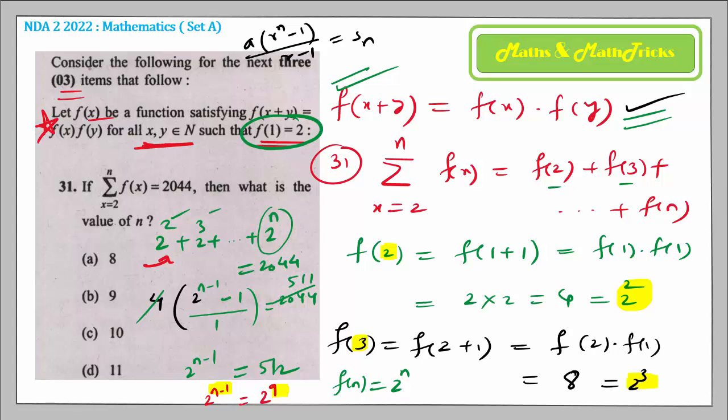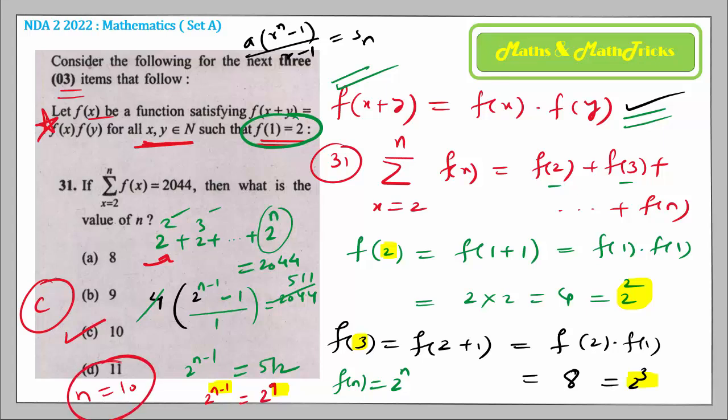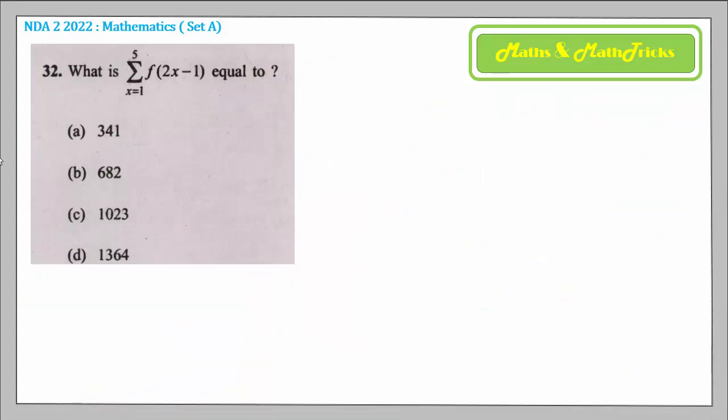What does it say? n minus 1 is equal to 9 means n is equal to 10, and hence the answer is option C for this. n is equal to 10. Coming on to the next question on the same paragraph that we have for a function.